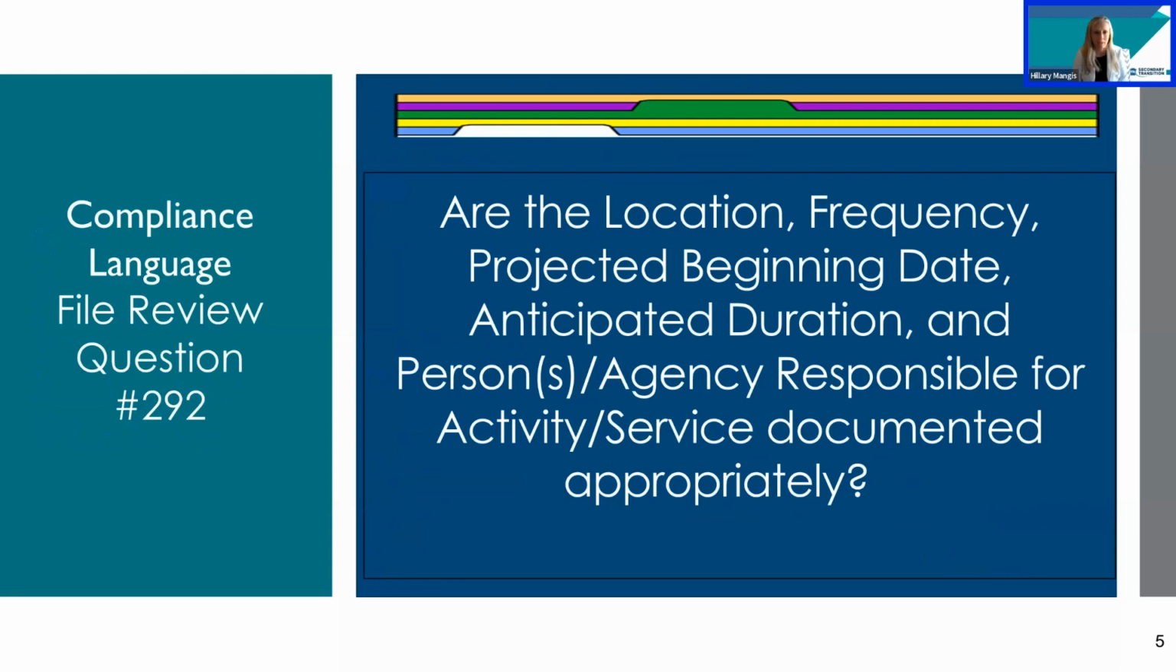The specific language in the cyclical monitoring compliance file review for question 292 is, are the location, frequency, projected beginning and anticipated duration, and person or persons agency responsible for each activity or service documented appropriately? So let's take a look at what that means.